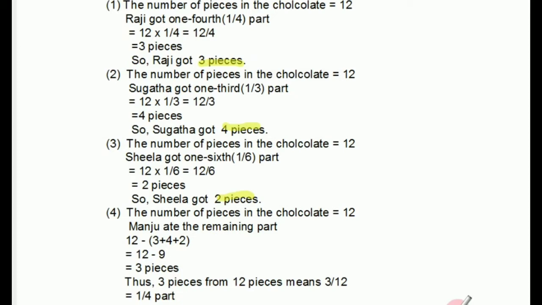So we have to divide this 3 by 12. Then we will get the part. So 3 divided by 12 is equal to 1/4 part. So Manju will get 1/4 part of the chocolate.